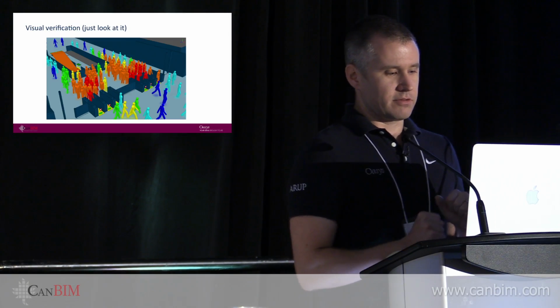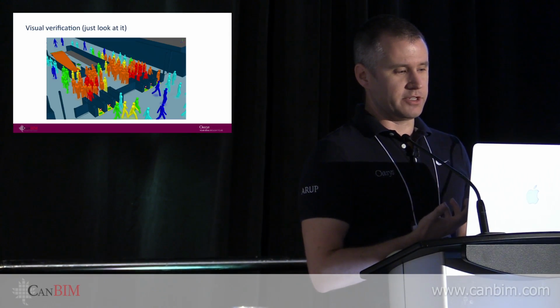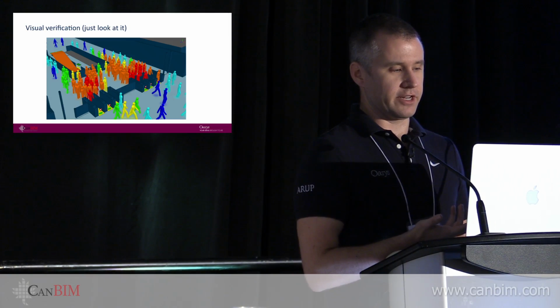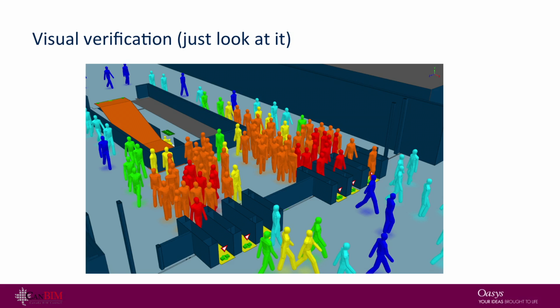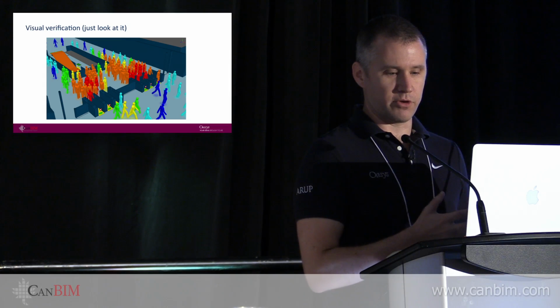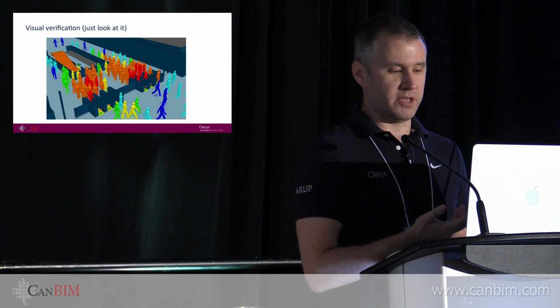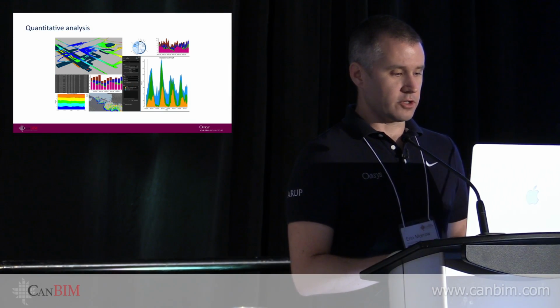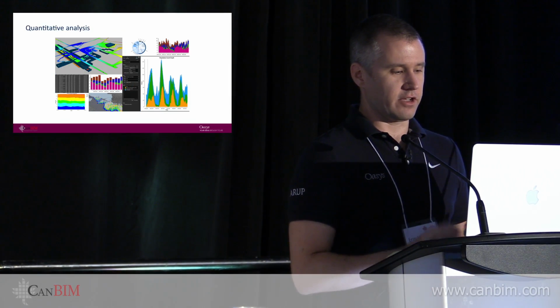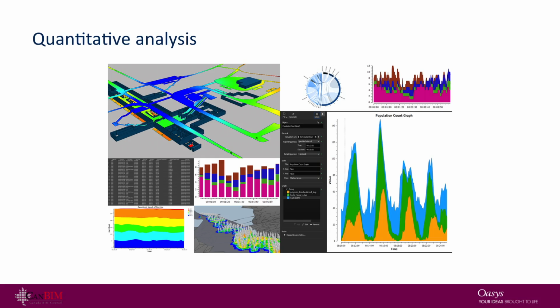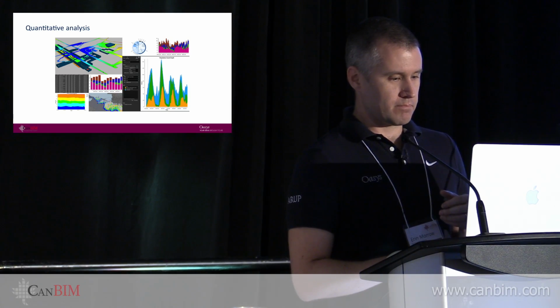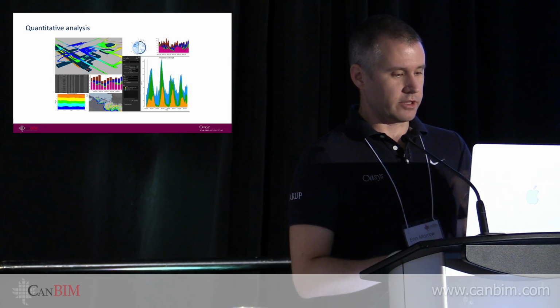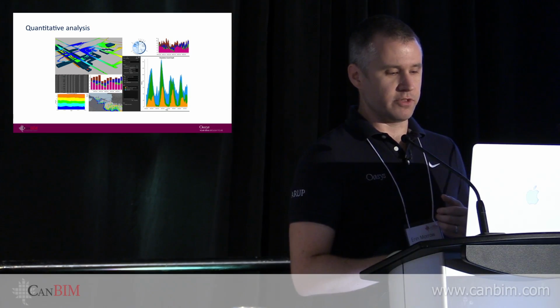One of the great things about having a simulation, and especially a 3D simulation, is you can do a visual validation of it. You can just look at it and determine whether or not it seems to be making sense or not. Are people going where you expect them to go? Are they being held up in queues? And then there's quantitative analysis, looking at things like overall density, the amount of population that you have in any space over time, and the sort of quality and comfort that people are experiencing as they move through the different areas.